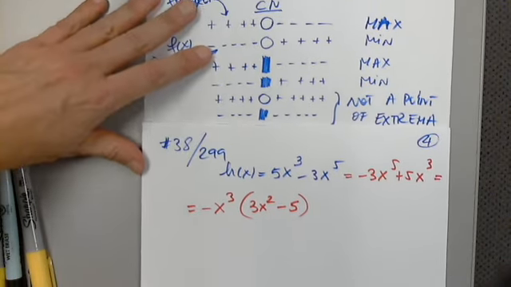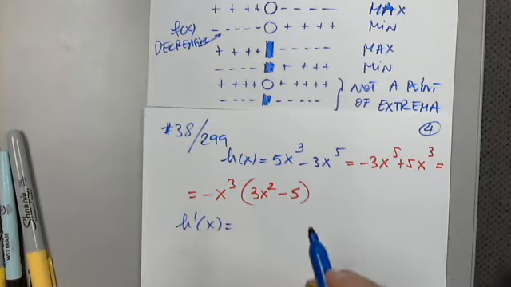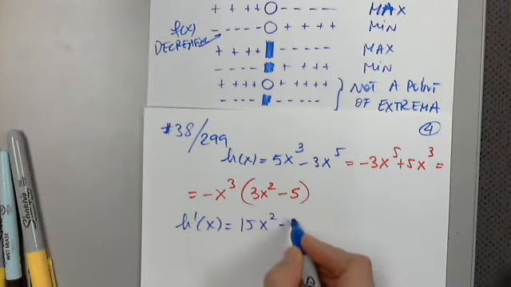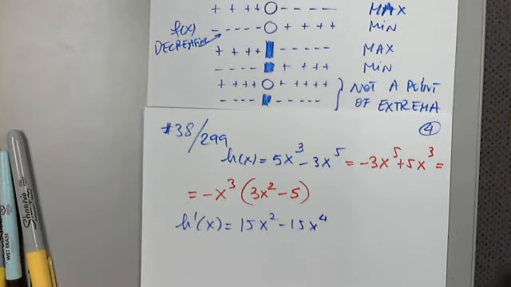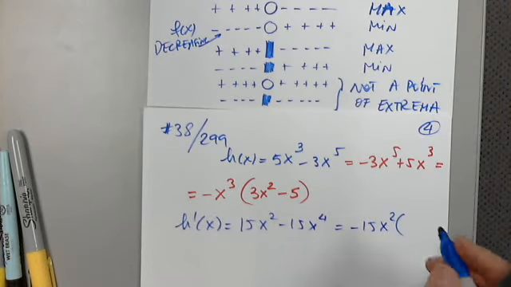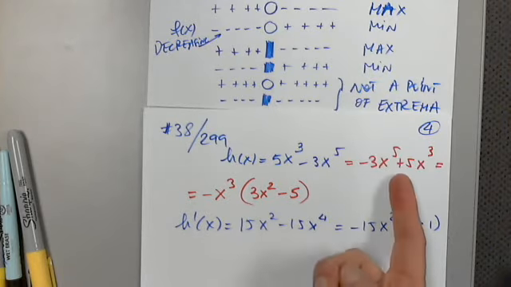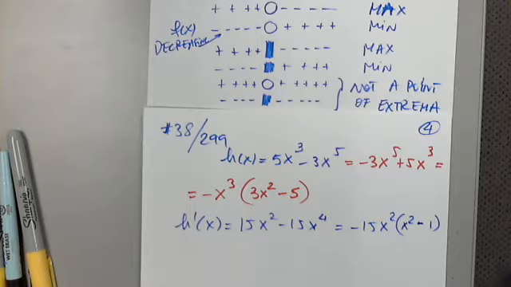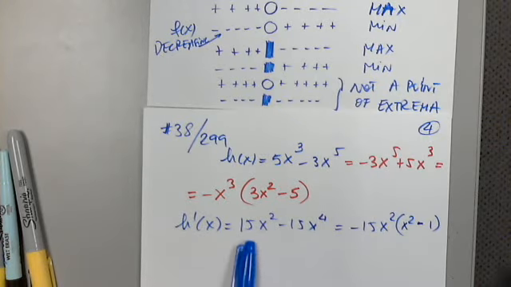Okay. Next step, I will find the first derivative, which is 15x squared minus 15x to the fourth. I will factor out negative 15x squared this time, and I get x squared minus 1. I should have differentiated this not to confuse you, as negative 15x to the fourth plus 15x squared, and then factor out negative 15x squared.